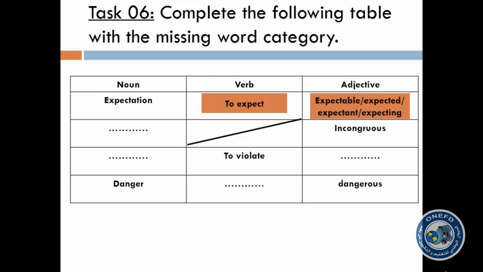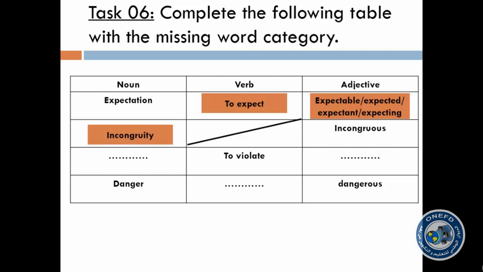As you can see, between the verb to expect and the adjectives, there is something common, which is the root expect, and we added suffixes in order to make adjectives. And we had many possibilities, for example, expectable and expected, expectant and expecting.